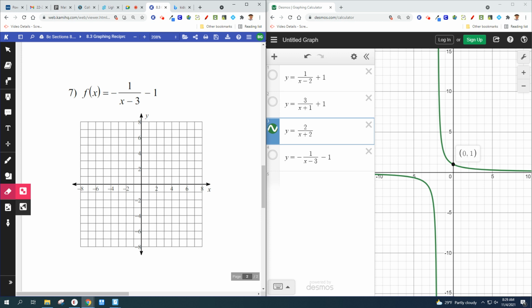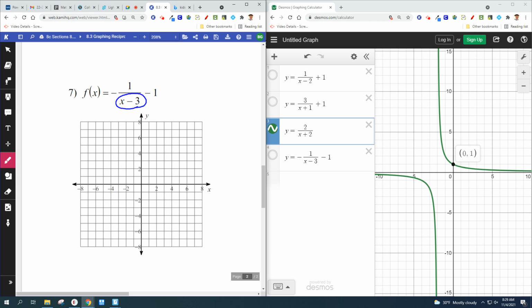Okay, number 7. There's one thing that's different about this one. You see that negative? That means it's going to flip. Very good. It's going to be the same shape, but it's going to be flipped. So I'm on number 7, and we're going to do the exact same thing, though. Don't worry about that yet.